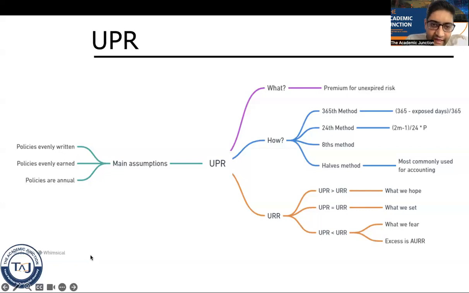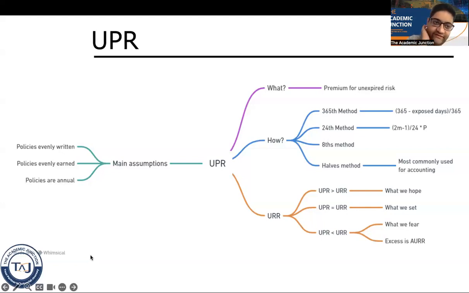And in very rare cases, UPR might be less than URR, or flipped, URR might be greater than UPR, which basically means that your future business, your unexpired business, is loss making for you. And that excess is called AUR, additional unexpired risk.